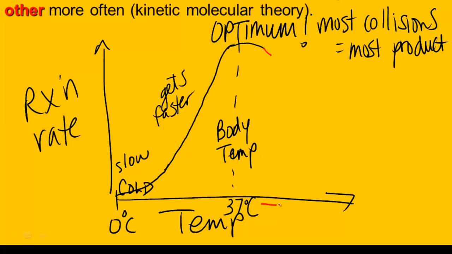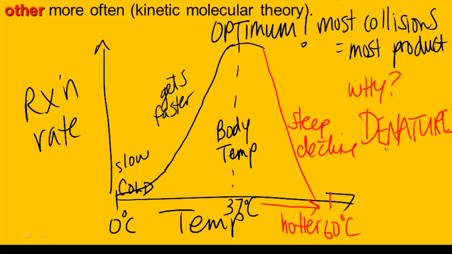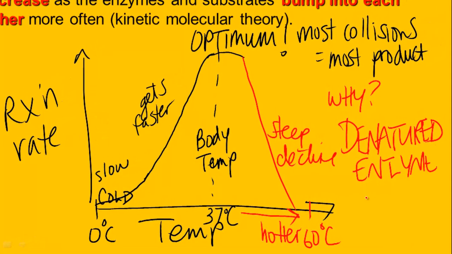But as you increase above 37 degrees and get closer and closer to 60 degrees Celsius, it gets very hot, and you see a sharp decline in your graph because all of those enzymes are going to start to denature. And a denatured enzyme, a denatured protein, we know, loses its shape. And if the shape of the active site is no longer exactly the same as the shape of the substrate, they can't fit together and you will get no product. So things get shut down pretty quickly when it starts to get hot.